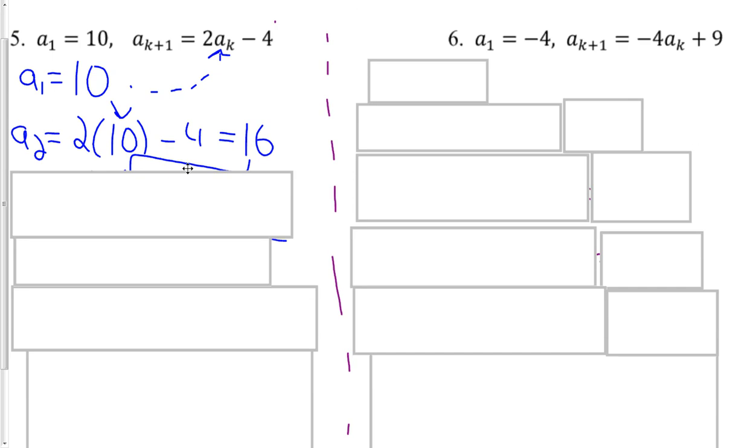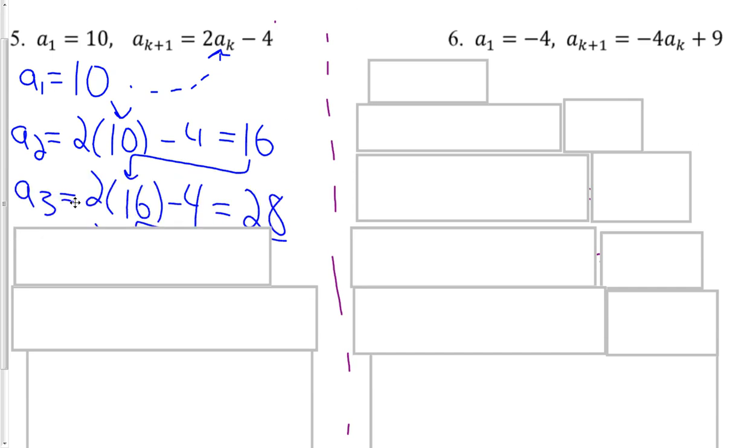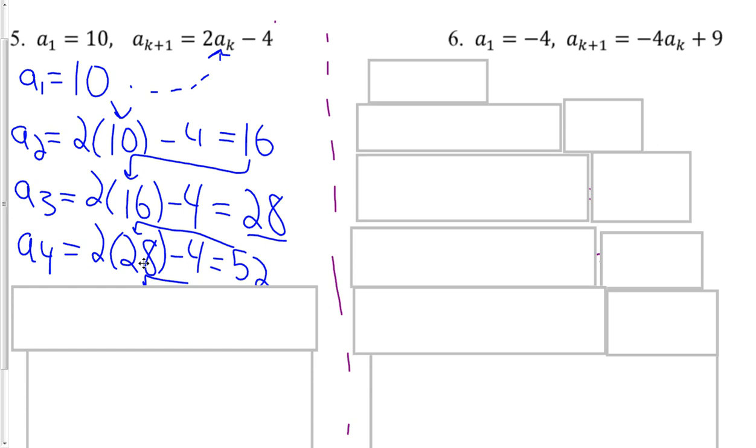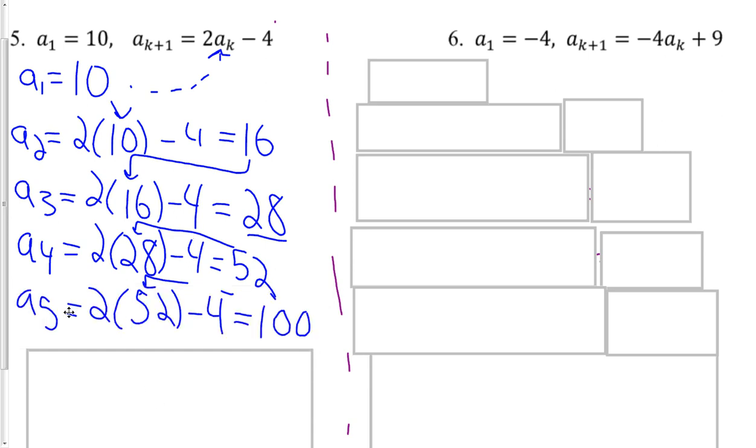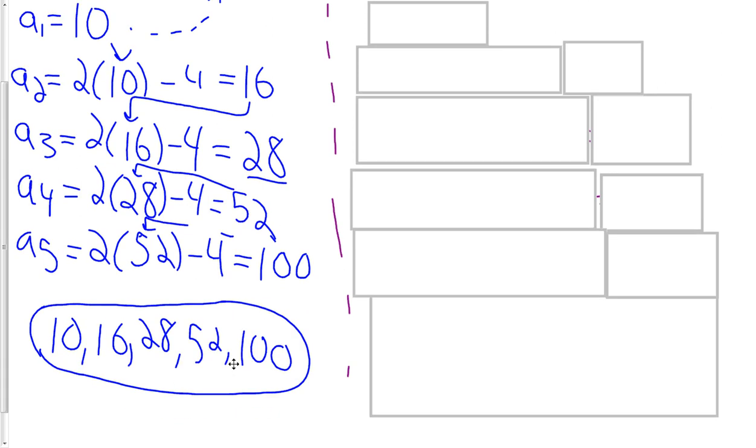third term, right? So 2 times 16, 32, minus 4 is 28. And I'm going to do 2 times 28, 56, minus 4 is 52. And lastly, 2 times 52, 104, minus 4 is 100. And so my first 5 terms are 10, 16, 28, 52, and 100.